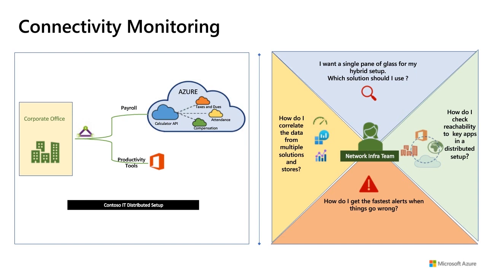Now, in such cases, the standard questions that we hear from the infra team are, how do you check reachability to key applications, which may be in Azure, which may be in other clouds, on-premises, etc.? Which solution should I use? Or should I use more than one solution for on-premises and Azure? Is there a single pane of glass for my hybrid setup through which everything can be monitored? And if there are different sources, then how do you correlate data from different sources and stores? And in case of threshold breaches and events, how do we get alerts in real time?